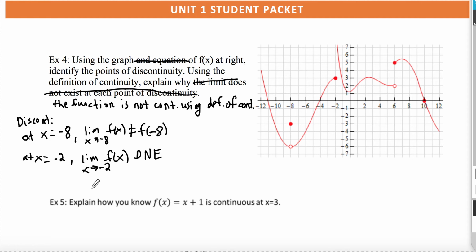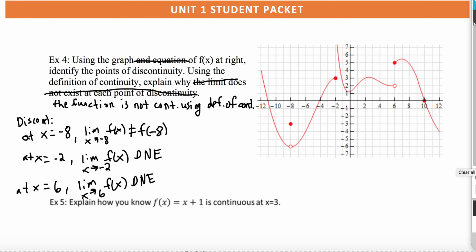Do we have any other points of discontinuity? It looks like maybe over here. So at x equals 6. What's going on there? There is a point, but the left-hand side and the right-hand side are not coming together, so there's not going to be a limit. So I can say the limit as x approaches 6 of f of x does not exist. Also over here, the left-hand side and the right-hand side are not coming together at that x value of 6. Cool.